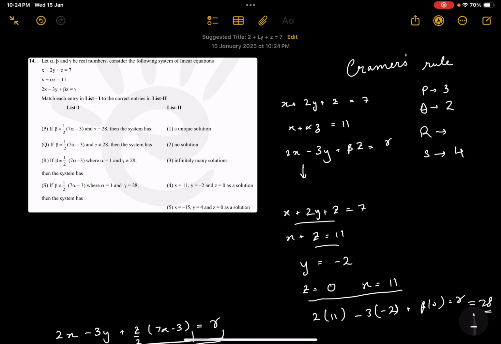And if gamma is not 28, we'll have a unique solution, but it would be dependent on beta and gamma. So we cannot say if the unique solution would be from 4 or 5. So the answer is 3, 2, 1, 4 mapped to P, Q, R, and S respectively.